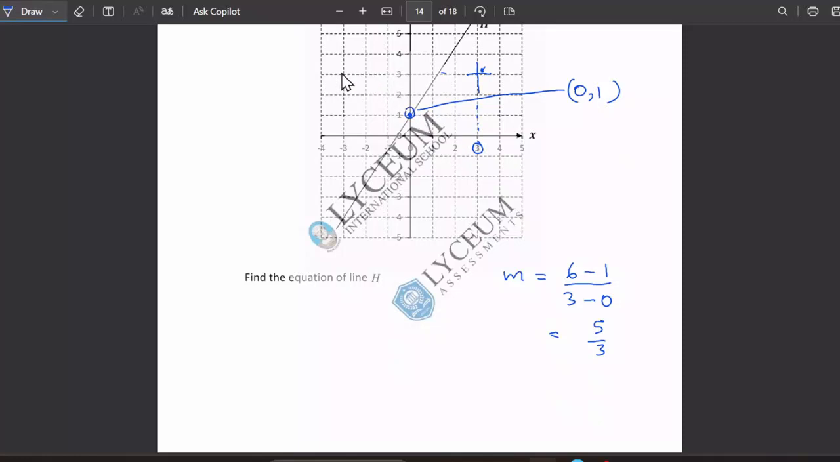Then the y-intercept we can straight find from the graph. The point where the graph crosses the y-axis, and the y value is the y-intercept. So y-intercept c is equal to 1. So y equals mx plus c. y equals m is 5 over 3, x plus 1. c is 1. Okay.